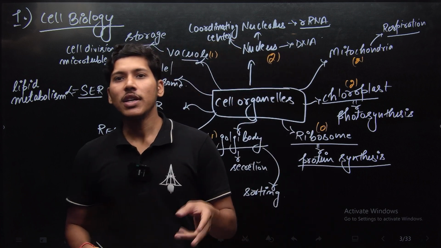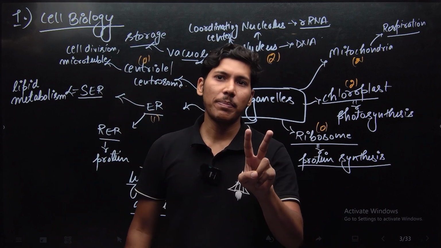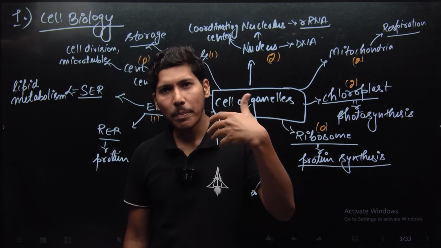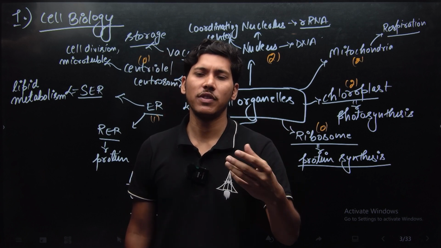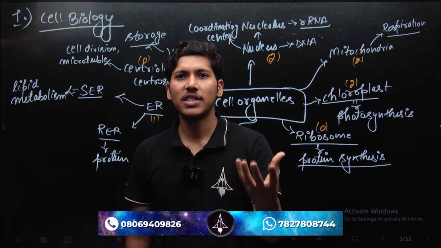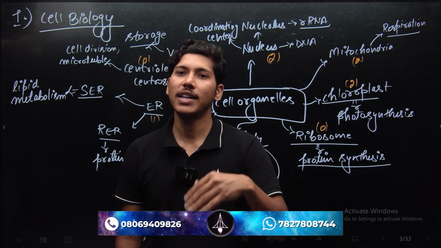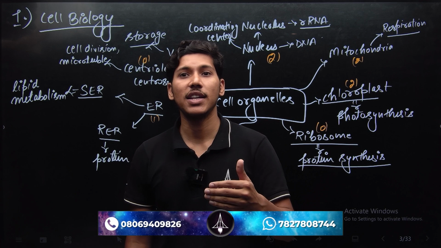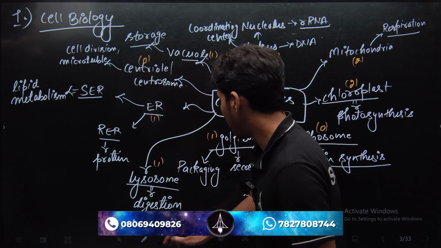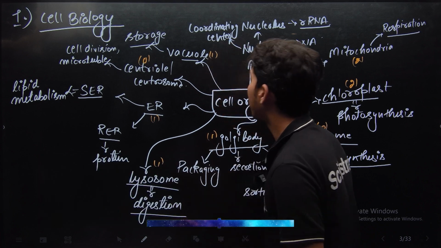So this cell biology unit includes two chapters. The first chapter gives you basic information about the structure of a cell, different cell organelles and their functions. And then the second chapter comes, that is cell cycle and cell division. That chapter is even more important. Let's see the first chapter.